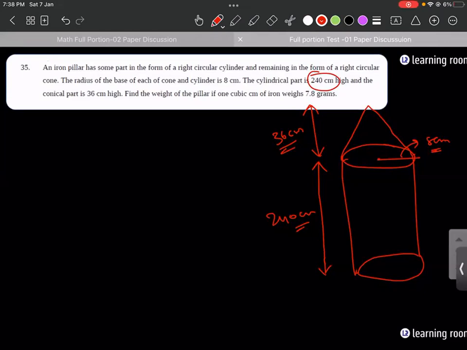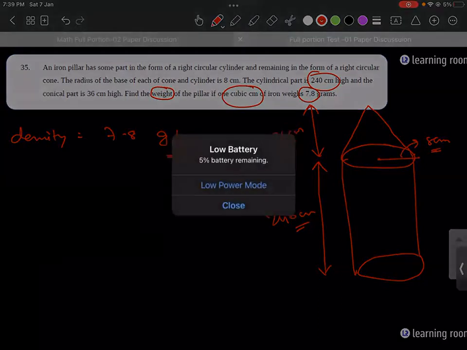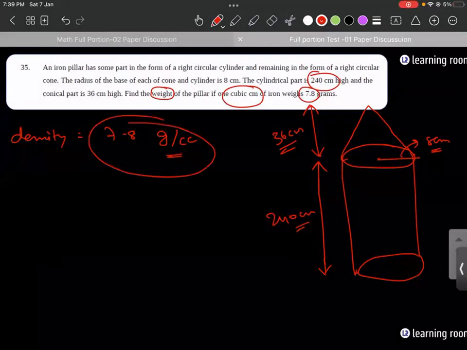Now listen, they're asking for weight, though they are using the word weight, let's not literally go with the concept of physics. Weight means, in the mathematical angle, they're asking the mass. So actually, the density of iron is given. What is the density given? 7.8 gram per cc. 1 cubic centimeter weighs 7.8 grams. So if you find the volume of the whole structure in terms of centimeter cube and multiply with this density, that will give you the mass.